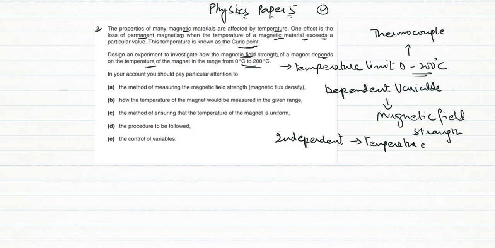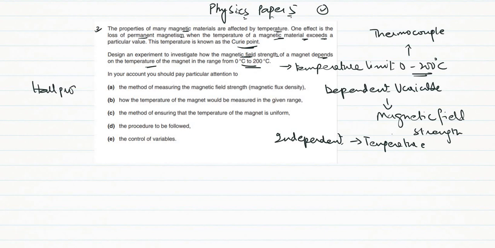Now, a couple of things we have to look forward to. First thing, 0 to 200 degrees, we are using a thermocouple. Another thing, for measuring the magnetic field strength, what would we be using? Yes, any guesses? We would be using a Hall probe.